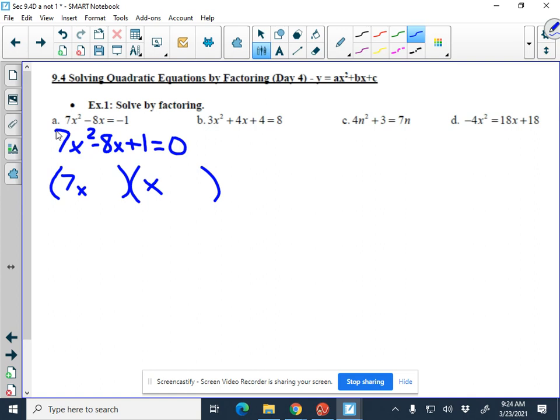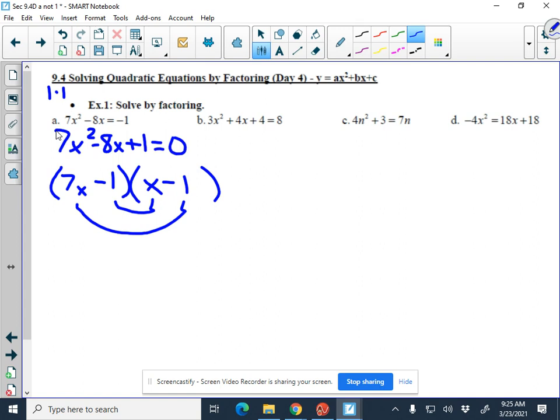Now, 1. The ways to get 1 are 1 times 1. If I put a 1 here, that needs to be multiplied by the 7. I'm going to make it a negative 1. So when we multiply that, that would be negative 7x. Make this negative 1, that's negative 1x. Okay? So we get negative 8x.